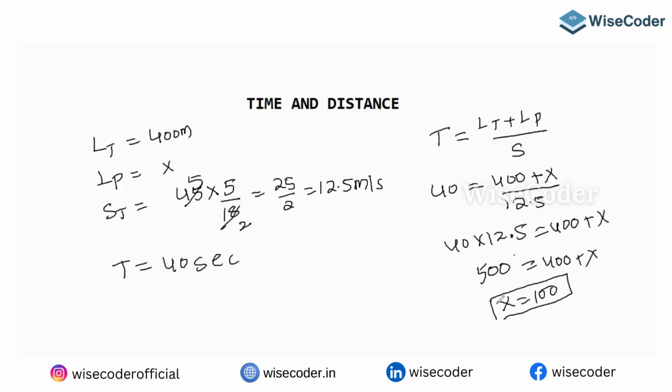Okay, I hope everybody is clear. Length of the train is given, length of the platform we need to figure out, the speed is 12.5, the time is 40 seconds. So if you calculate like this, you will get x is equal to 100. That's how you can end your answer.